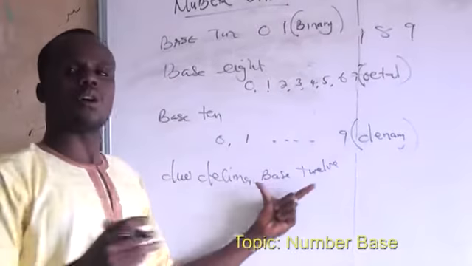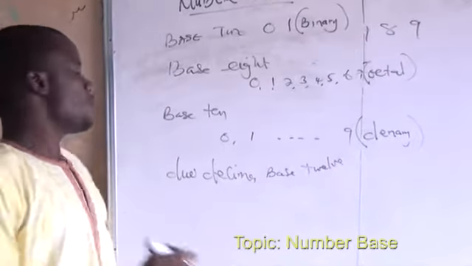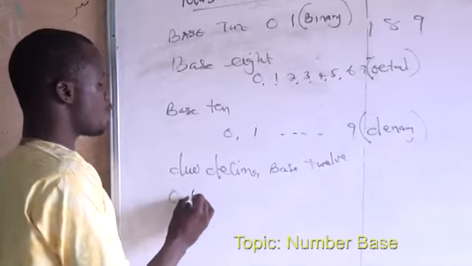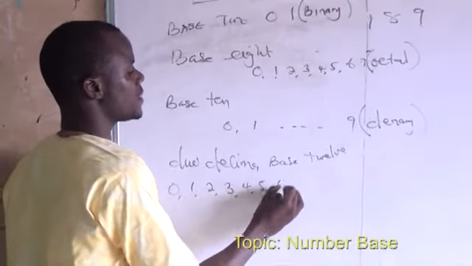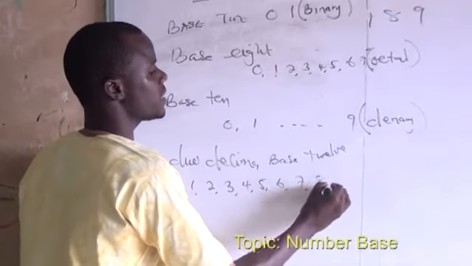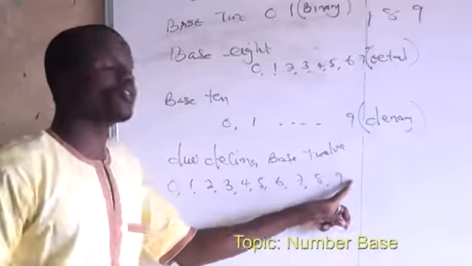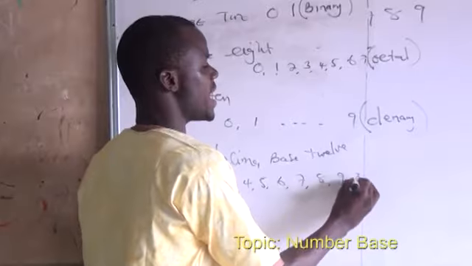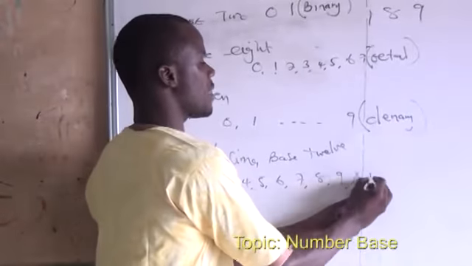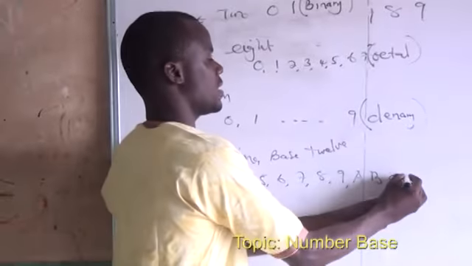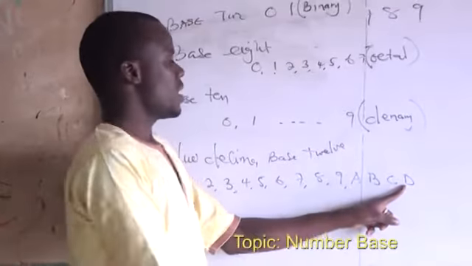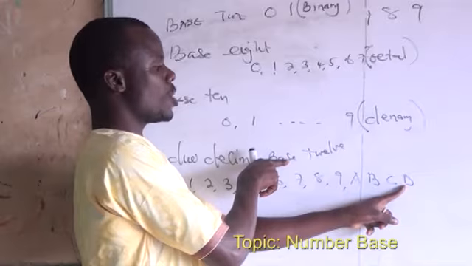And in base 12, if you want to write the numbers, we have 0, 1, 2, 3, 4, 5, 6, 7, 8, 9. Instead of writing 10, we write A. For 11 we write B. For 12 we write C. For 13 we write D. That is, here we are talking about base 12.